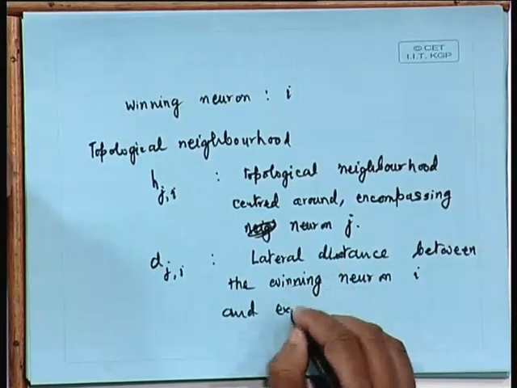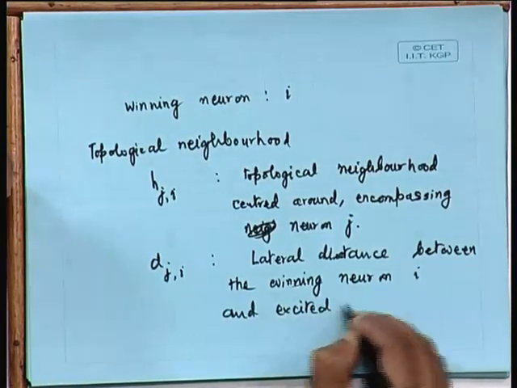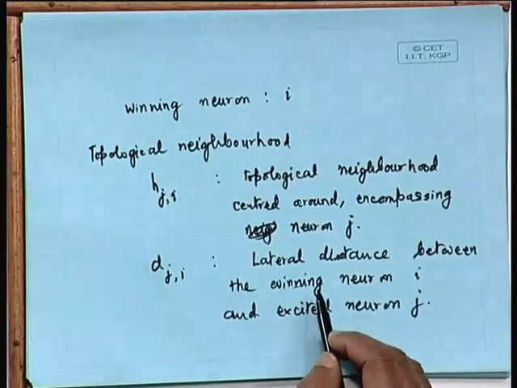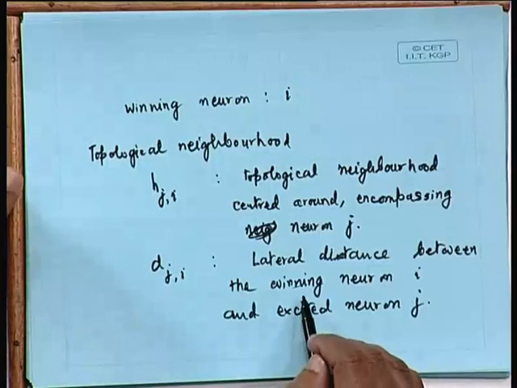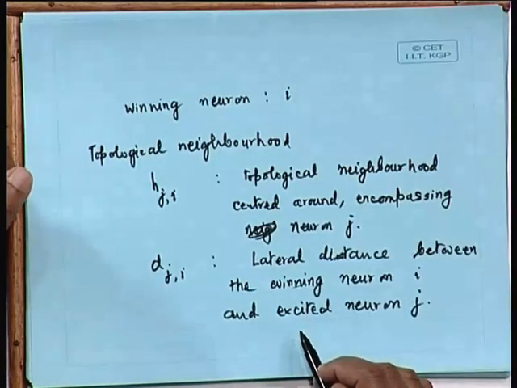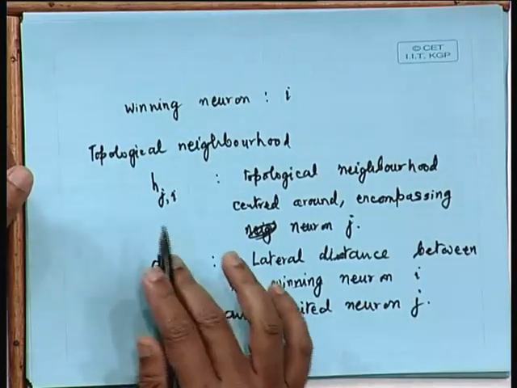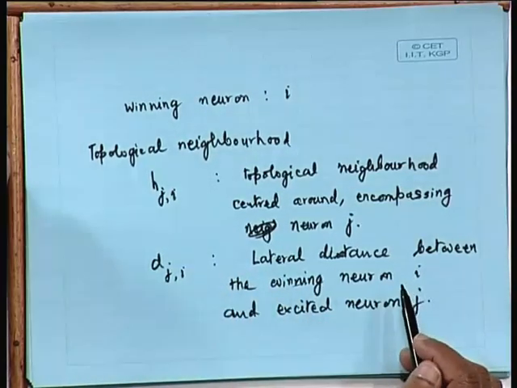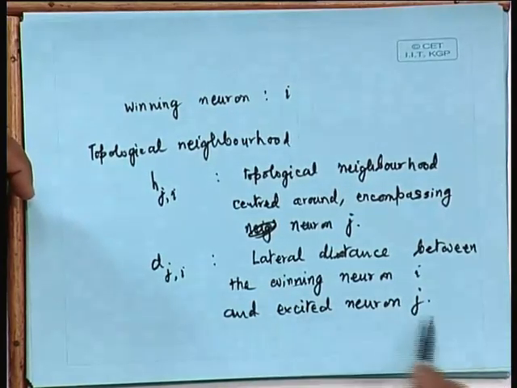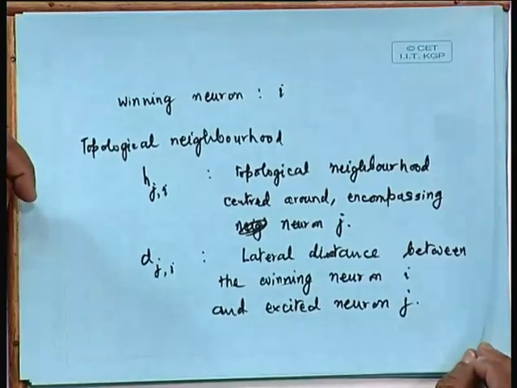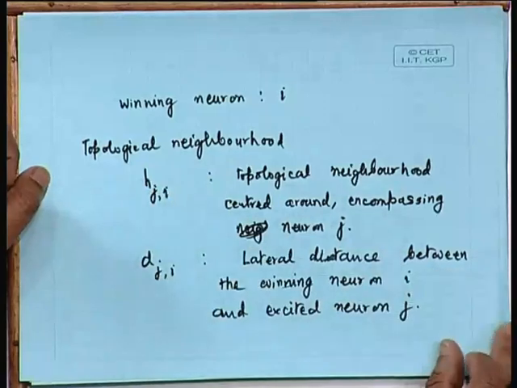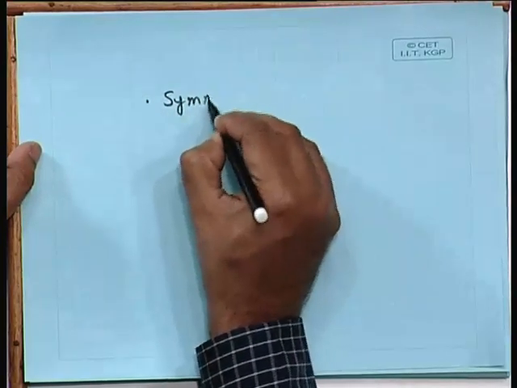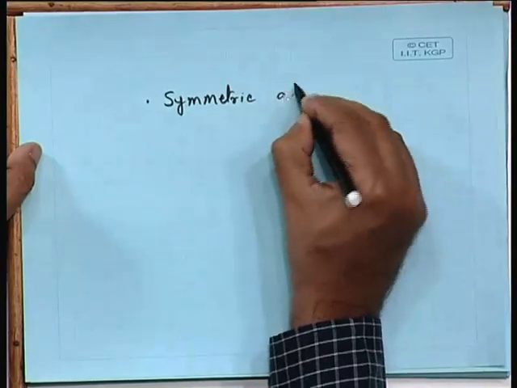Now, the neuron J we are calling the excited neuron, the one which is excited as an effect of the winning neuron. So even the weights of these excited neurons will have to be adjusted, and to what extent will be decided by the neighborhood. So we define a neighborhood h of j I, and we also define the lateral distance between the winning neuron and the excited neuron J, given by dji. Now, this topological neighborhood h of ji should satisfy two properties. One is that it should be symmetric about dij equal to 0, is it not?